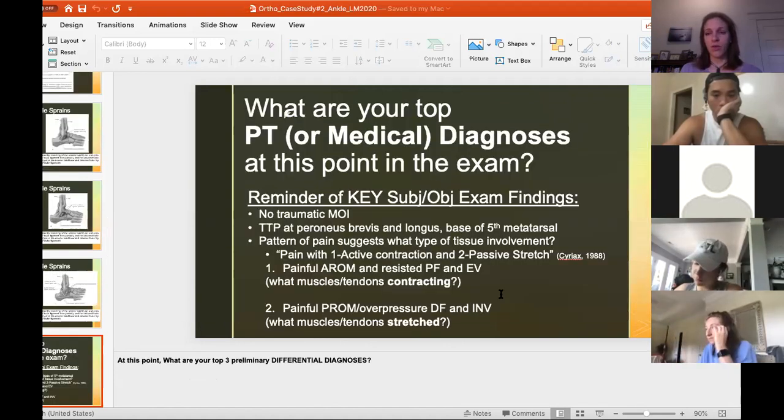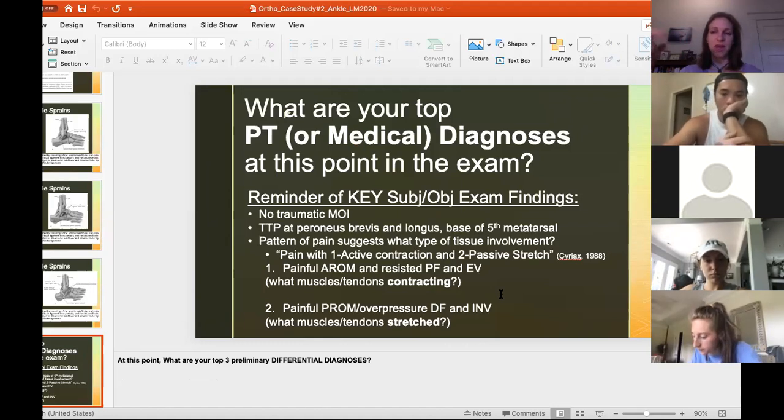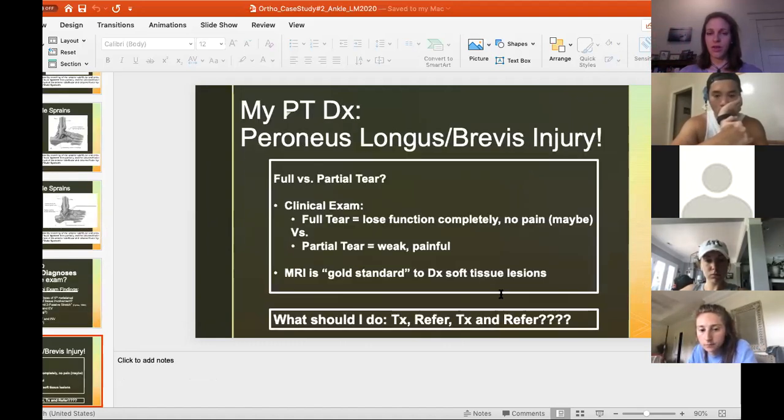So what are we thinking about this individual? Well, we don't think she sprained her ankle. It's not traumatic. We've decided she has this pattern of pain with active contraction and passive stretch. She has pain to palpation at this specific muscle group. And so with this pattern of dysfunction, it really looks like she has a pattern that's suggestive of a peroneus longus and brevis injury. So it's painful to evert, it's painful to plantar flex, and then stretching in the opposite direction is painful because we're stressing those contractile structures, either the tendon or the muscle.